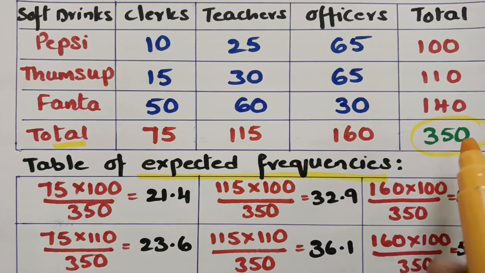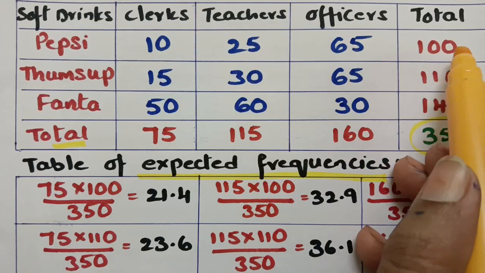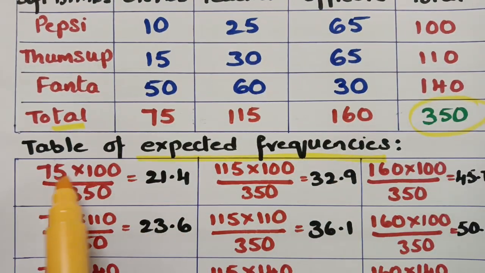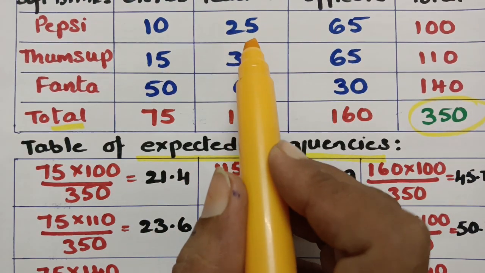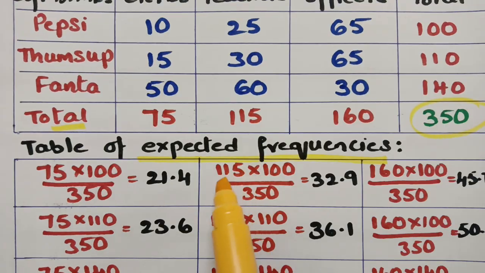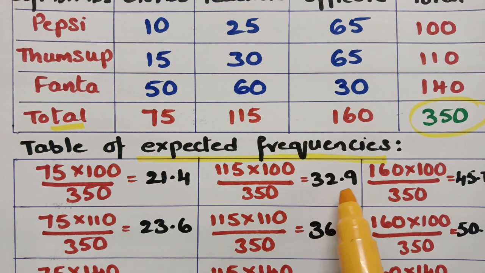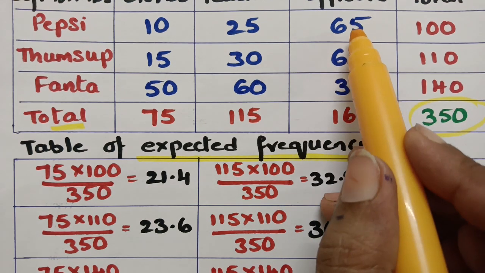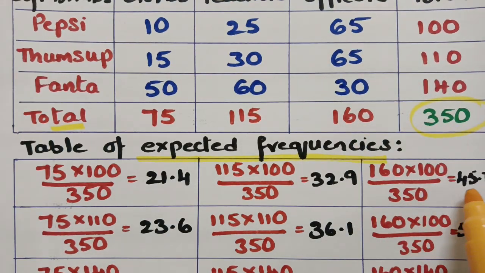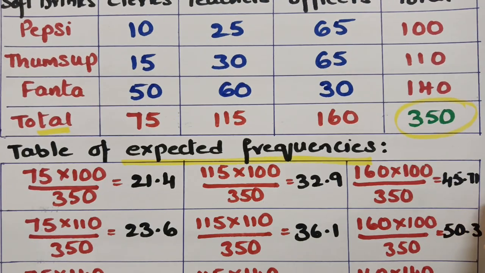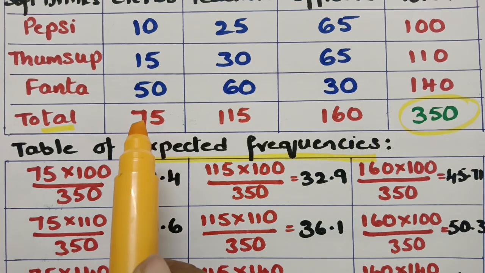See for this, the column total is 75, row total is 100, divided by 350. 75 into 100 by 350 is 21.4. And the next one, we go with the column total 115 and row total 100 divided by 350, that is 32.9. And the next one, the column total is 160 into 100 divided by 350, the value here is 45.71.